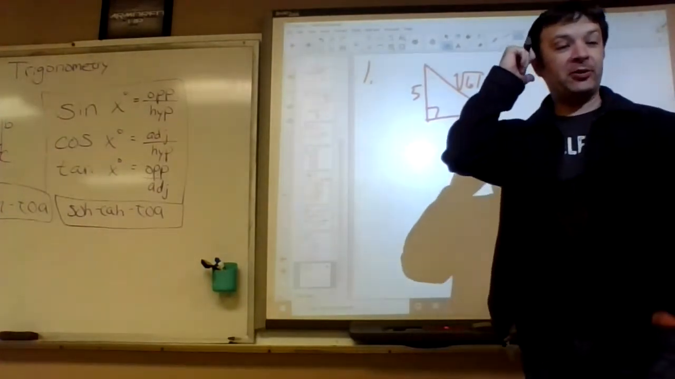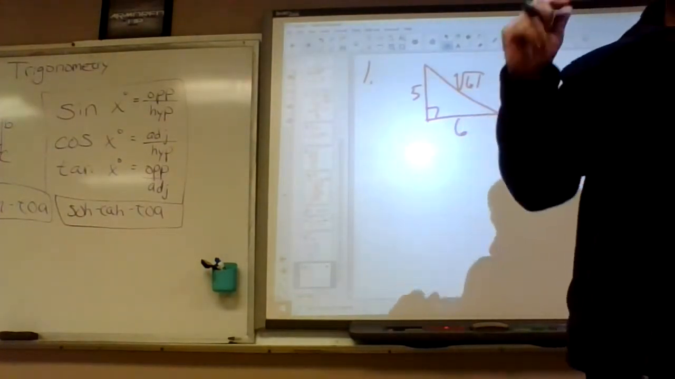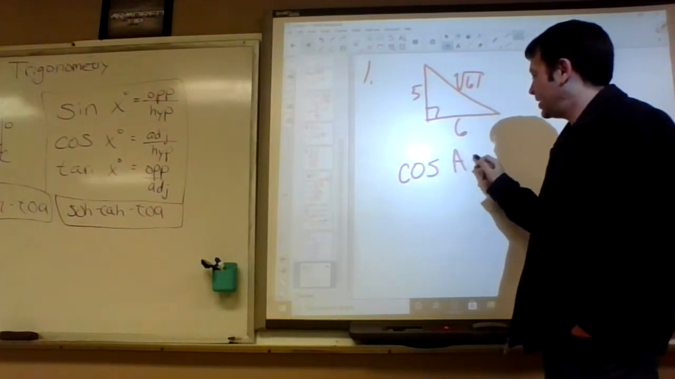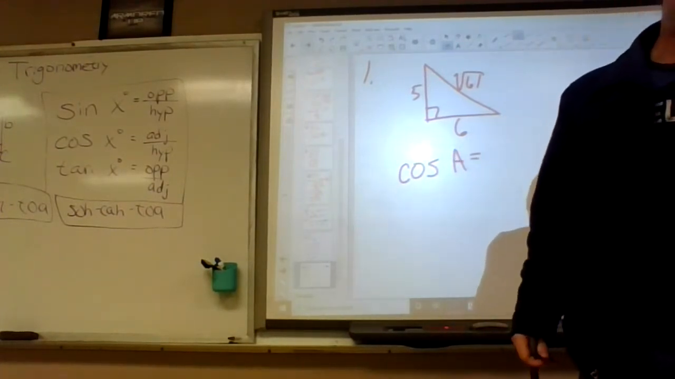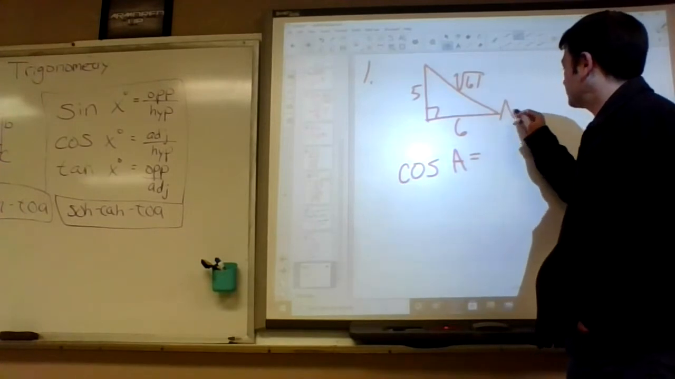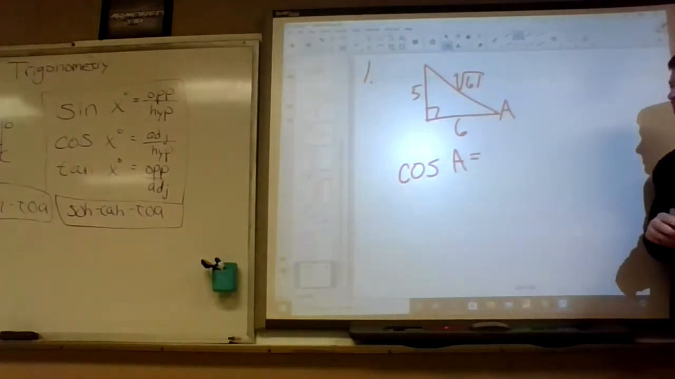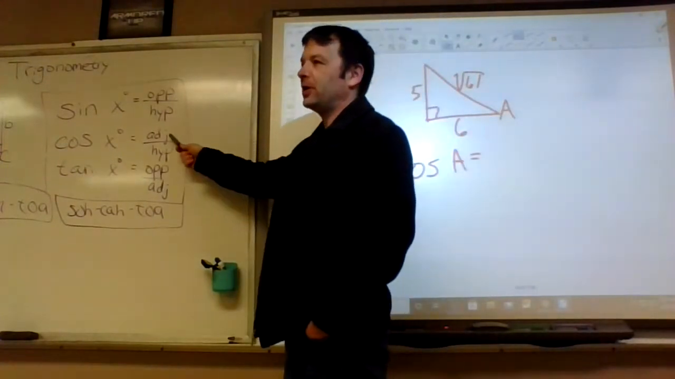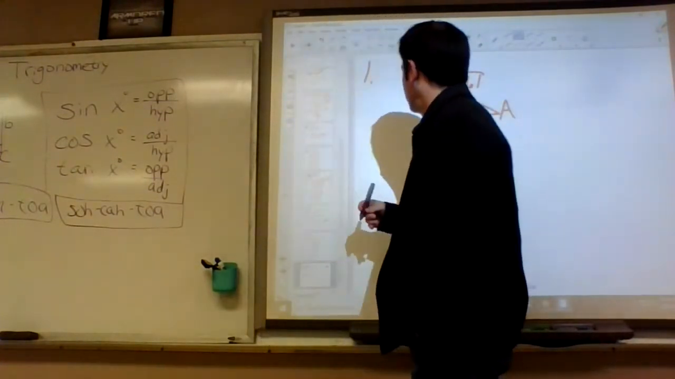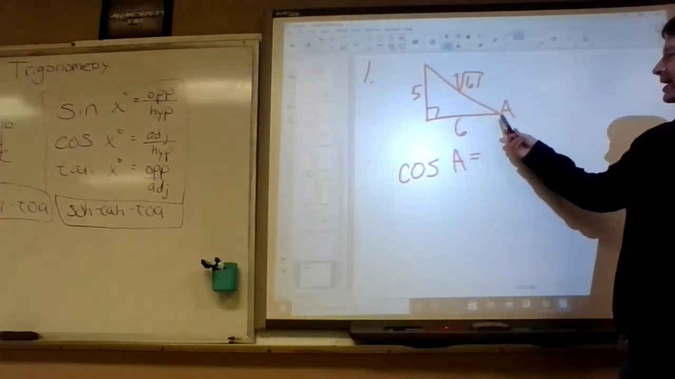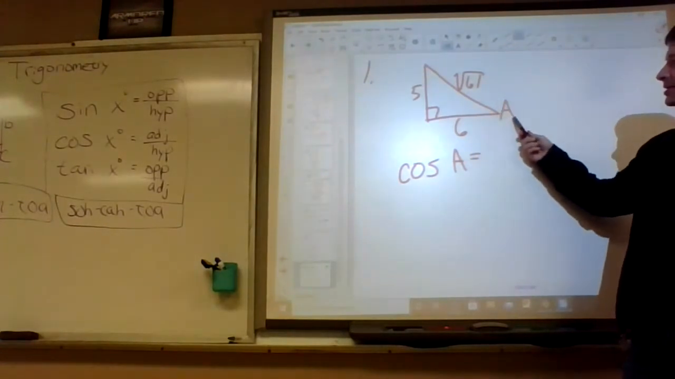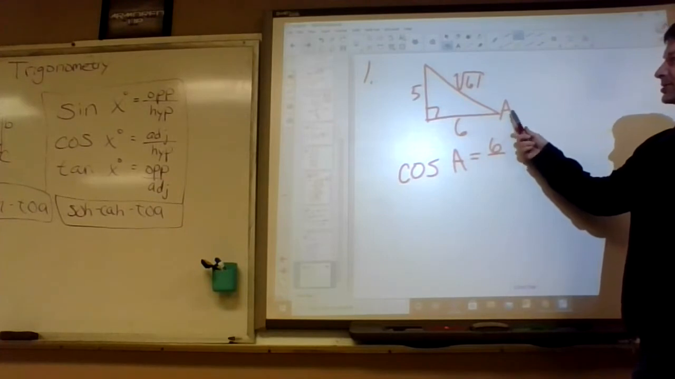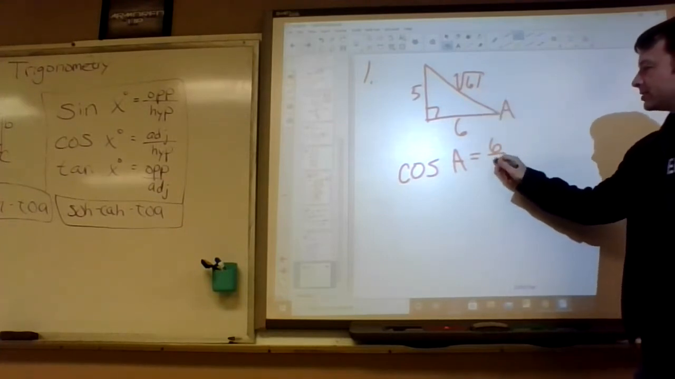Okay, I just copied number 1 down. You don't have to do that. But it's asking for cosine of A, and A is in the bottom right corner. So cosine is adjacent over hypotenuse. What side is adjacent to angle A? 6. Which side is the hypotenuse? Square root of 61.